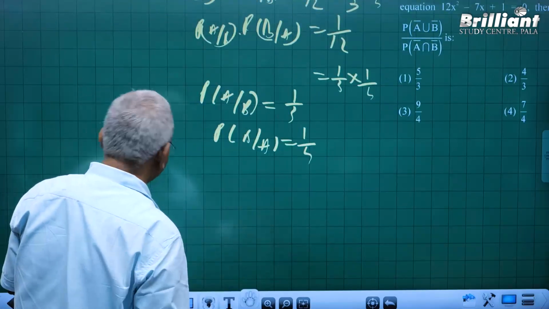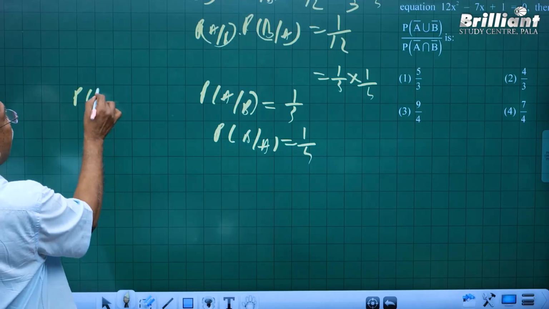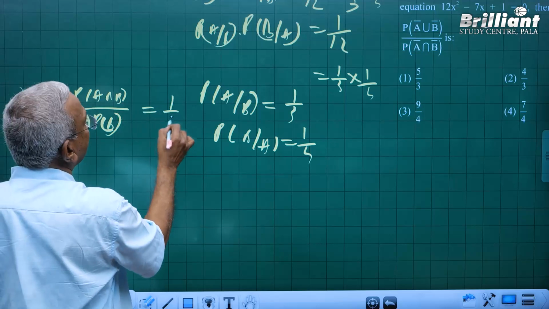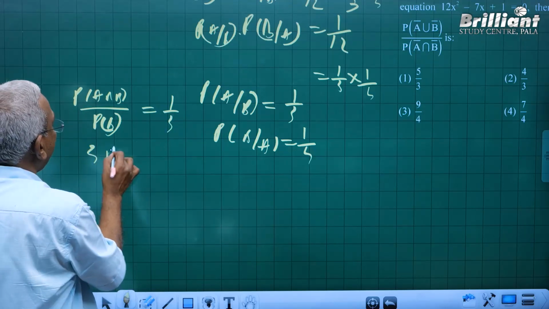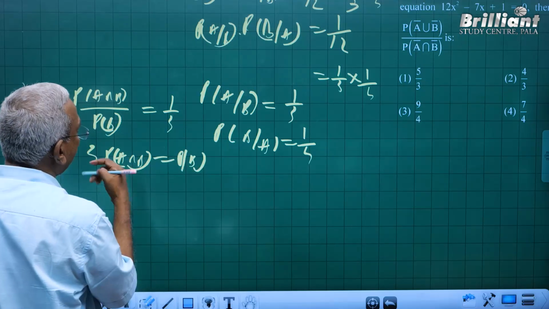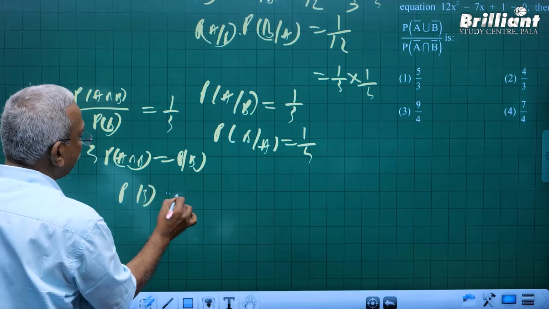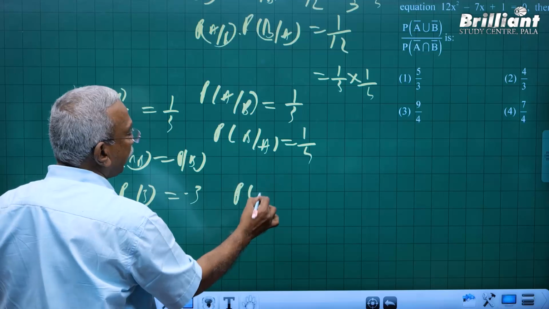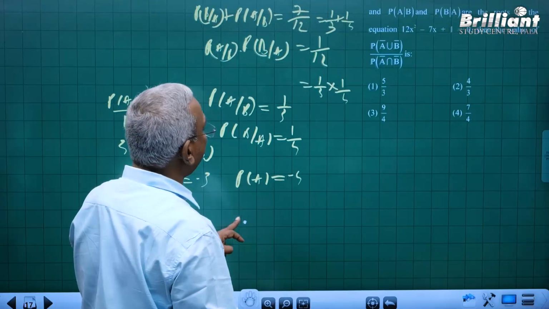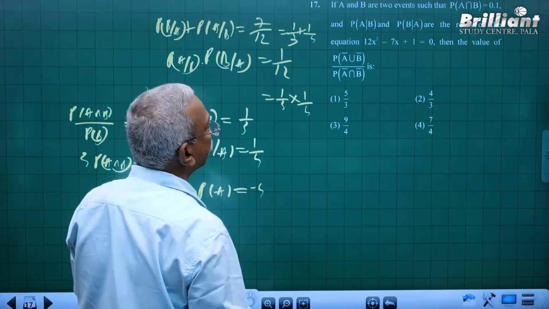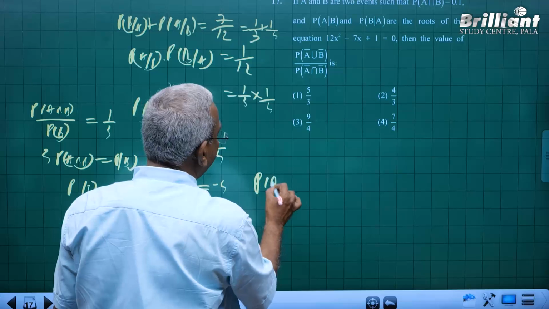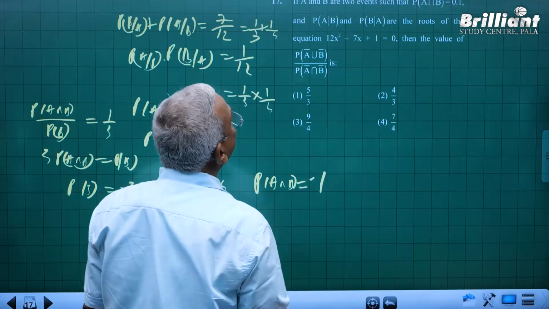Now listen, what is P of A given B? P of A given B is equal to P of A intersection B divided by P of B, which is equal to what? 1 by 3. That means 3 into P of A intersection B is equal to P of B. It is given as 0.1. So P of B is equal to what? 0.3. So what is P of A? See, 0.4. So we can see P of A and P of B are given and P of A intersection B is also given. P of A intersection B is 0.1.